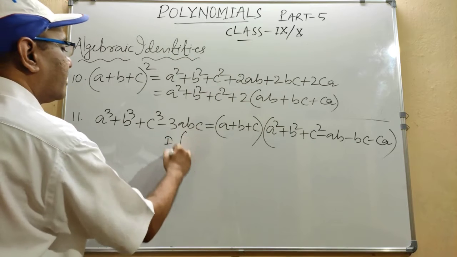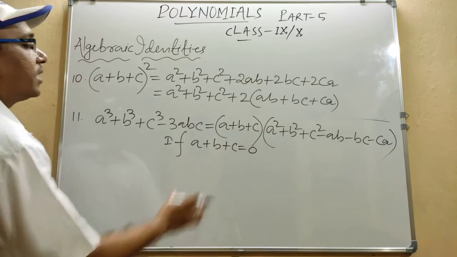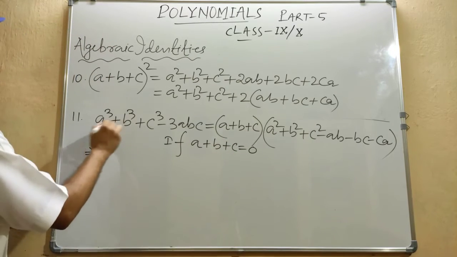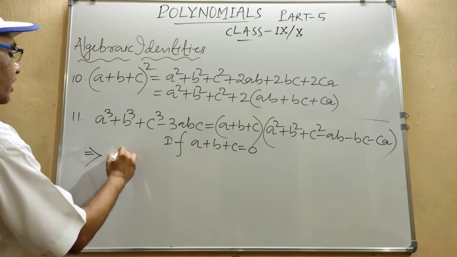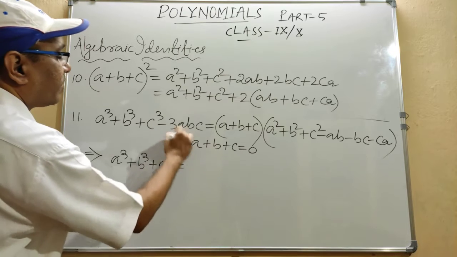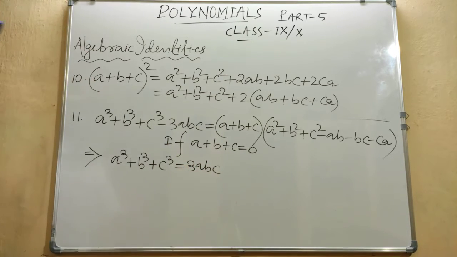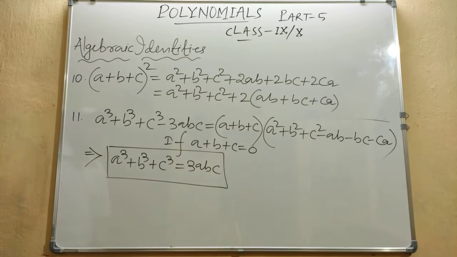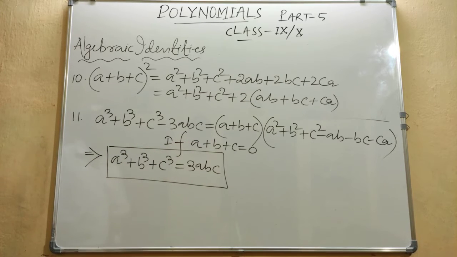In this result, you can see if a plus b plus c is 0, if this part is 0, the product will be 0. So you will get a cube plus b cube plus c cube minus 3abc equal to 0. So you will get a new result: a cube plus b cube plus c cube minus 3abc equals 0, so 3abc goes to the other side. You must remember a cube plus b cube plus c cube will be 3abc, but this is possible only when a plus b plus c equals 0.